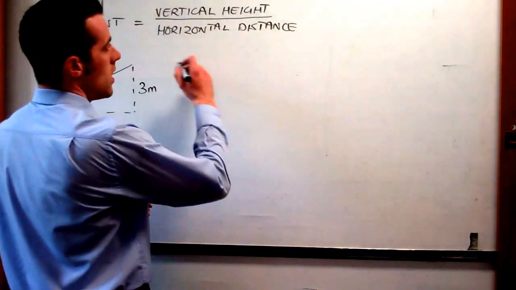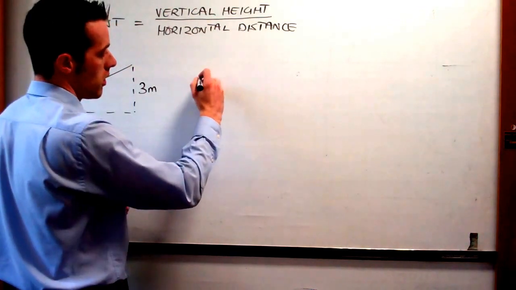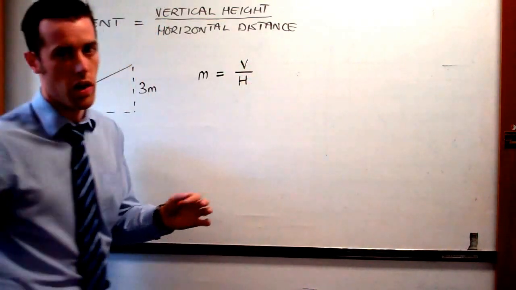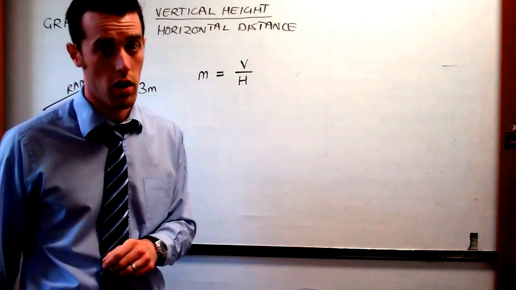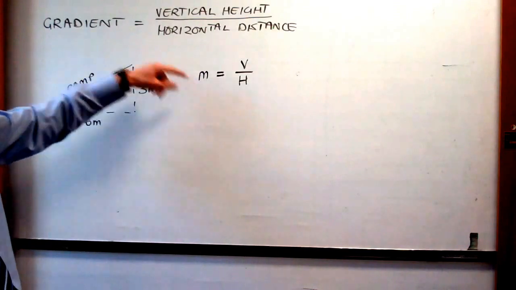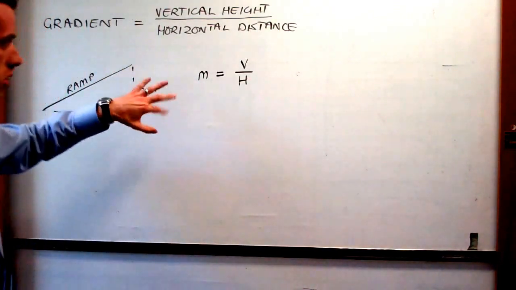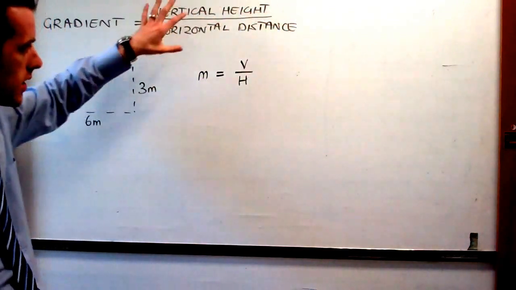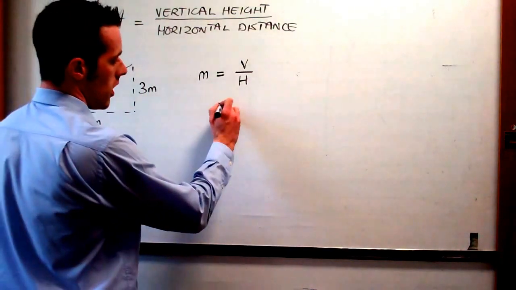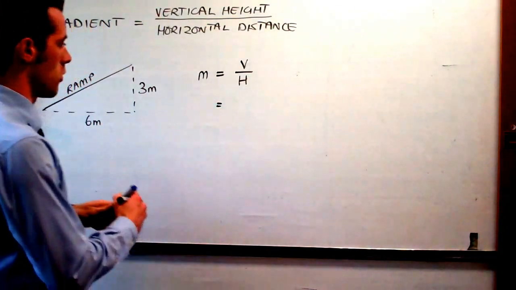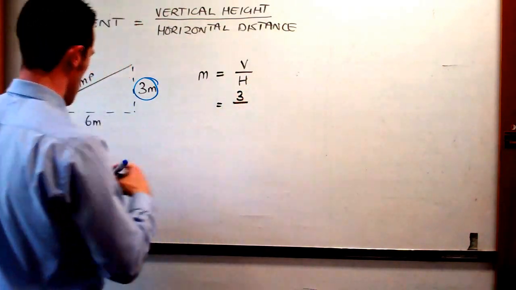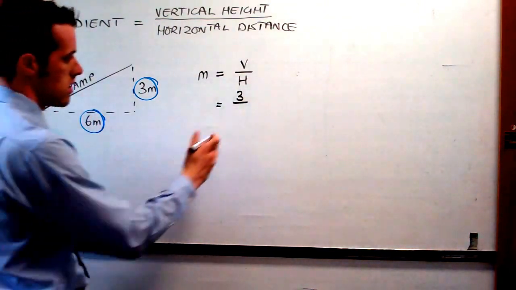Alright, so if we wanted to write this down or calculate the gradient, we would write down M equals V over H. Now, what do we think V stands for? Vertical height. H stands for horizontal distance, and M, of course, is the symbol for the gradient. Alright, so we've cut this down from a lot of letters and a lot of writing into something very simple. So gradient is vertical height over horizontal distance. All we need to do now is put our values into the formula. So we can see here the vertical height is 3, horizontal distance, well, that's 6.